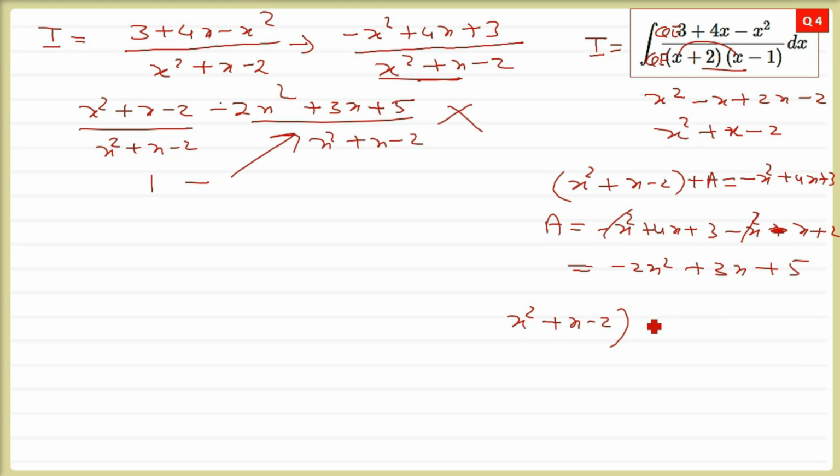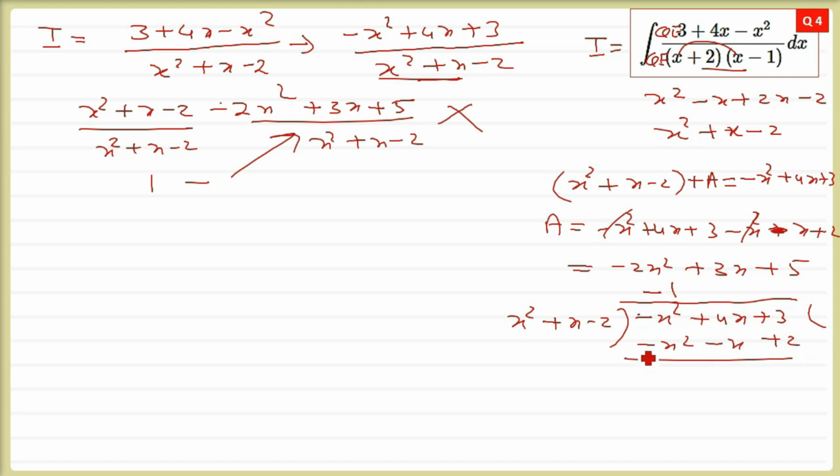So I'm dividing x square plus x minus 2. That is negative x square plus 4x plus 3 by x square plus x minus 2. So you need a negative x square here. Multiply it with negative 1. So just negative x square. Just multiply x square plus x minus 2 with negative 1 and write it in the denominator. So this is what you get.